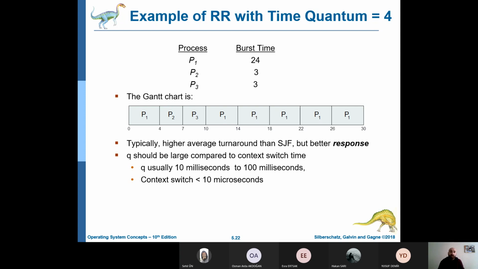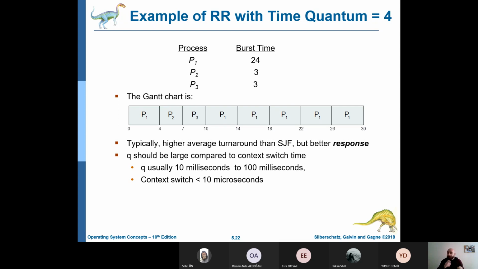In that case, we select the time quantum as 1 millisecond. So that means P2 and P3 do not terminate in their own quantum, and then we have to make that operation again. P1, P2, P3, P1, P2 will be terminated at that point, and P3 will be terminated at that point. After that, we can continue with P1.